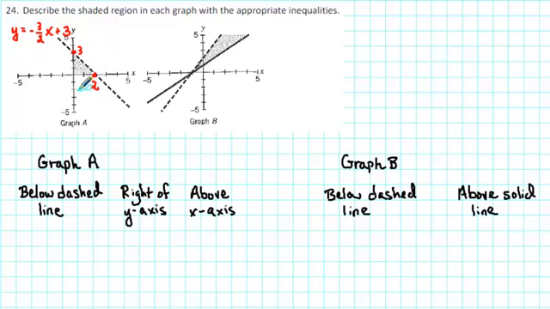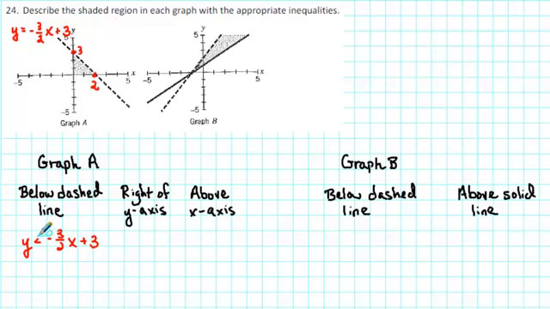However, we want the region that is below the line. So we'll use the inequality less than. So below the dashed line, instead of using equal, we're going to use less than. Y is less than minus 3/2 times x plus 3.